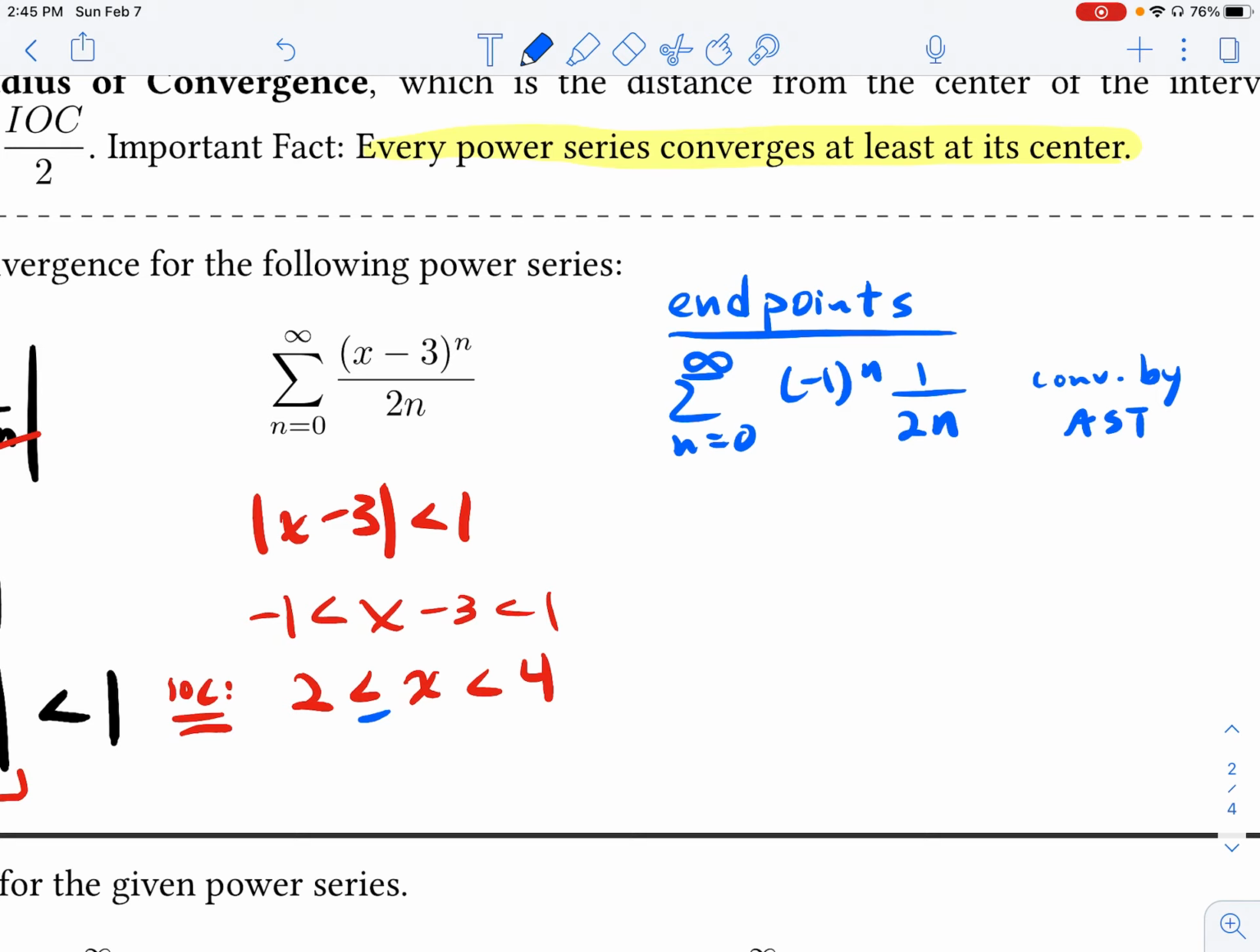The 4 is a little more unclear right now, because if I plug in 4, and I'm just going to copy this here, then I get 1 to the n over 2n.